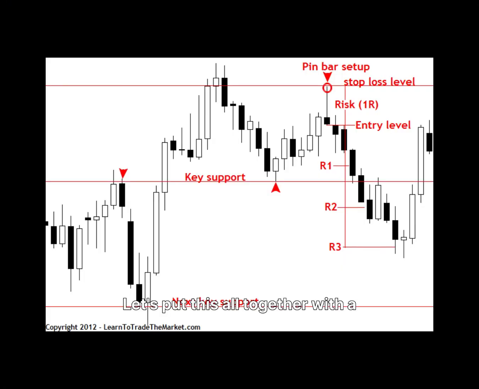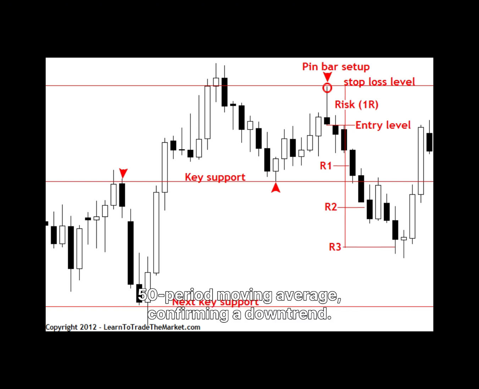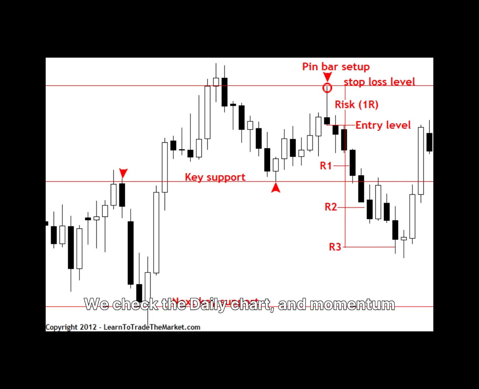Let's put this all together with a live trade example on GBP/USD. Here, we see price is below the 50-period moving average, confirming a downtrend. We check the daily chart, and momentum is bearish. On the 1-hour chart, price rallies, creating a lower high, while the MFI spikes up into the overbought zone above 80. This is our trigger.